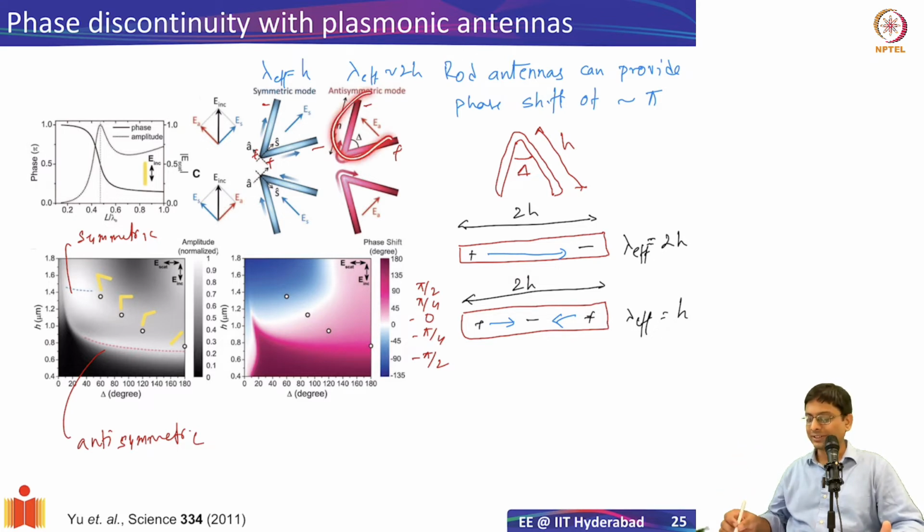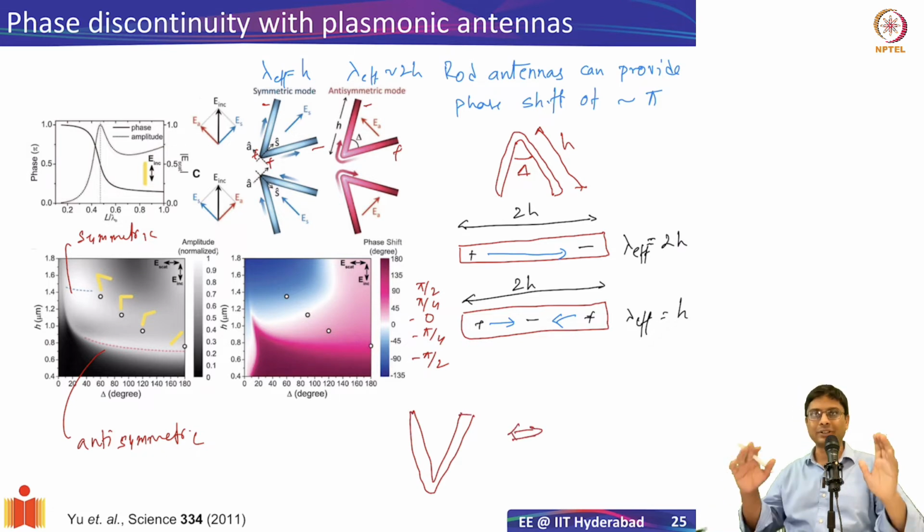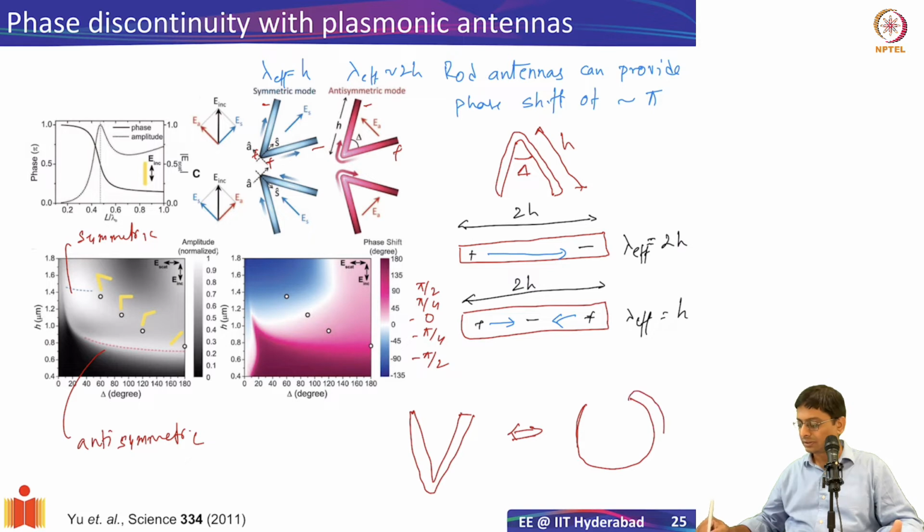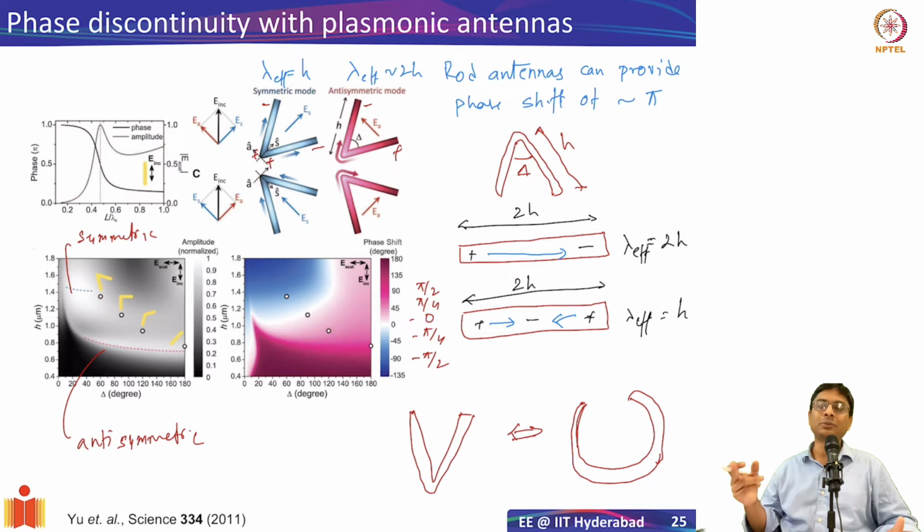You can think of this V antenna in the anti-symmetric mode as somewhat equivalent, at least. It's not ideal, of course, there are going to be differences, but it would be similar to a split ring like this, where you have a circulating current, and because of that there is a magnetic field. So definitely there will be parallels to that. If you look at the magnetic response, you will see that the effective permeability is not going to be 1, but something different from 1. How strong, we have to see.